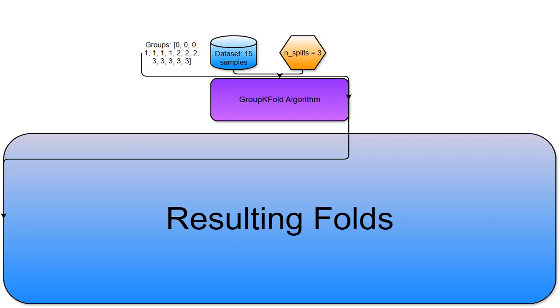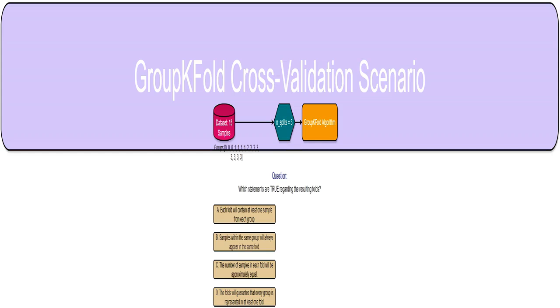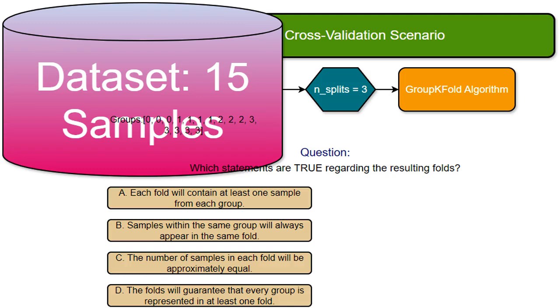The question focuses on the characteristics of the folds that GroupKFold creates with the given parameters. What are their properties? This is the title of the problem. I'm dealing with a scenario involving GroupKFold, a technique used in machine learning for cross-validation. I have 15 data points that I need to split for cross-validation. This is the size of my dataset.